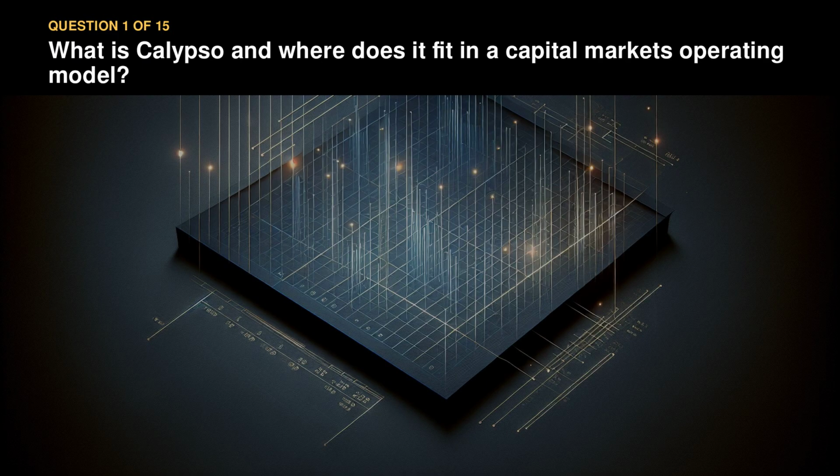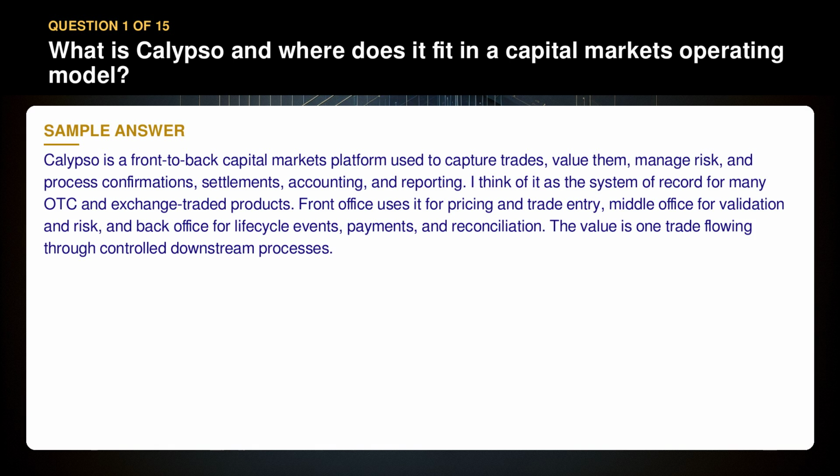Question 1. What is Calypso, and where does it fit in a capital markets operating model? Calypso is a front-to-back capital markets platform used to capture trades, value them, manage risk, and process confirmations, settlements, accounting, and reporting. I think of it as the system of record for many OTC and exchange-traded products. Front office uses it for pricing and trade entry, middle office for validation and risk, and back office for lifecycle events, payments, and reconciliation. The value is one trade flowing through controlled downstream processes.